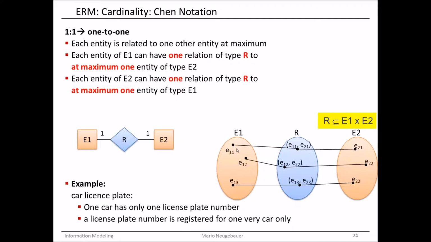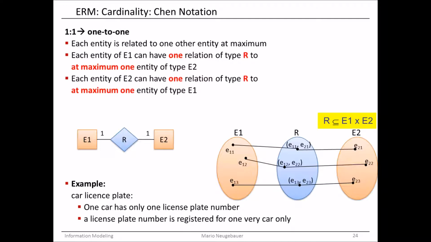And one-to-one is written up in our entity relationship model with two ones here close to the entity sets. And you read it like the following. You read it starting from E1. You just take an entity from the entity set E1 and you describe the relation. There is a relation, and this relation leads to at most one element from the entity set E2.